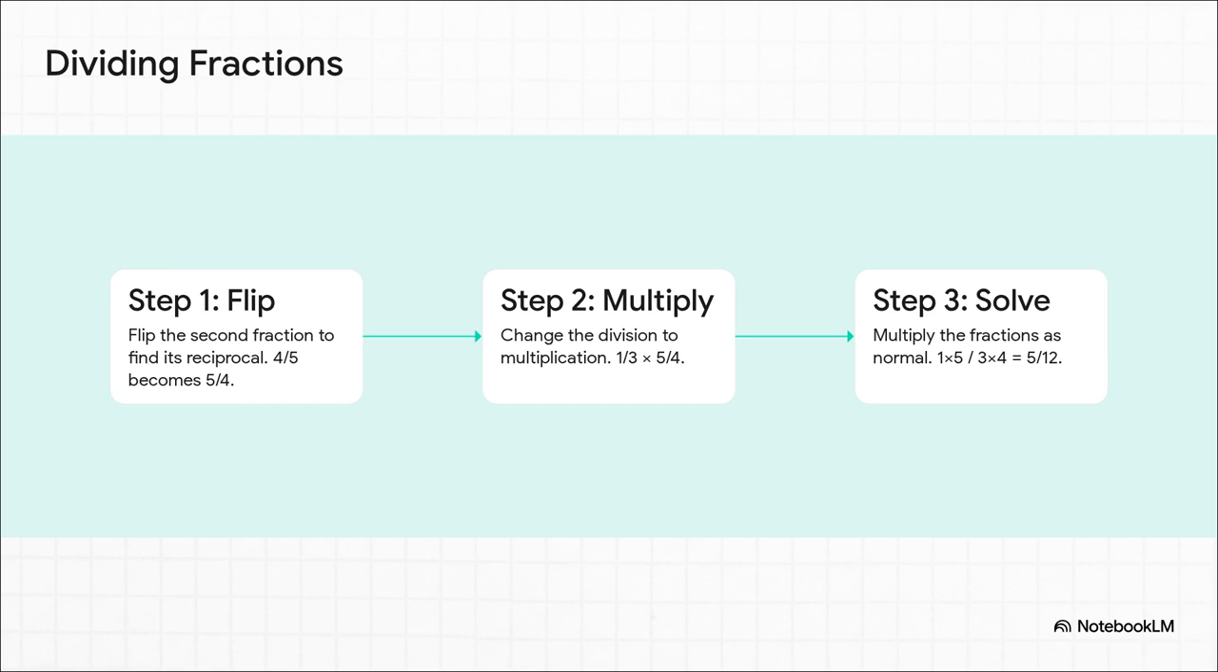Step 1, you take the second fraction, the 4/5, and you just flip it upside down, so it becomes 5/4. Step 2, you change that division sign into a multiplication sign. And step 3, you just multiply straight across like we did before. So 1 times 5 is 5, and 3 times 4 is 12. Our final answer is 5/12. It's a piece of cake once you know the trick.